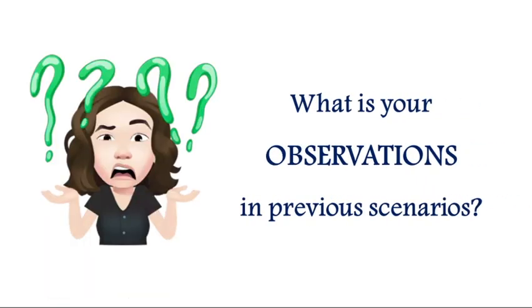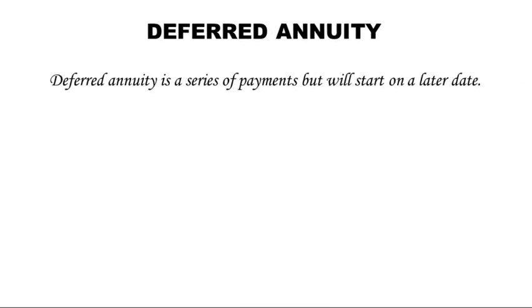So what are your observations in previous scenarios? Yes, all have payments in a later date. Sa susunod mo na babayaran or sa susunod ka na babayaran. And that is what deferred annuity means. It is a series of payments but will start on a later date.